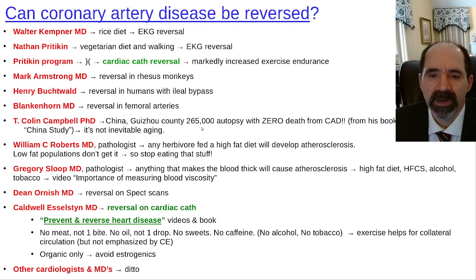Okay, William C. Roberts, we talked about him, the pathologist, and he noted that if you feed a high-fat diet to herbivores, they all get atherosclerosis, 100% of them. So humans have the physiology of a herbivore, therefore we shouldn't be eating that stuff.